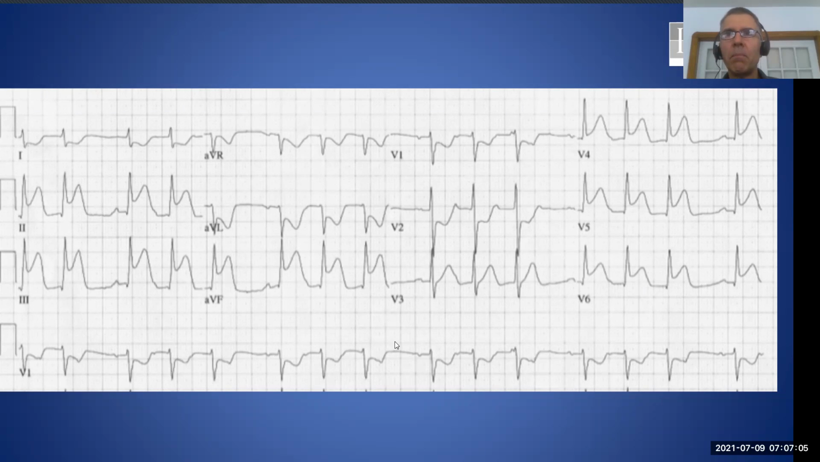And how old do you think this is? Is this a new infarct, or is this something that's been going on for a while?